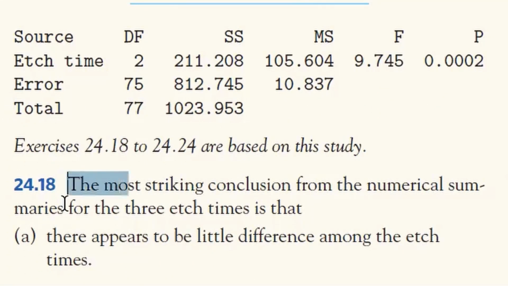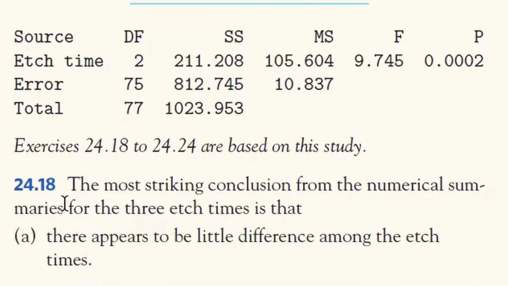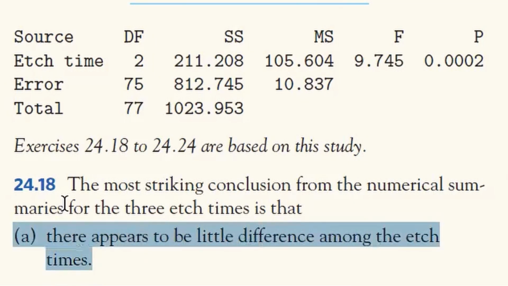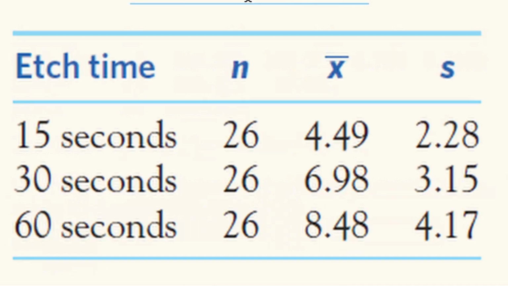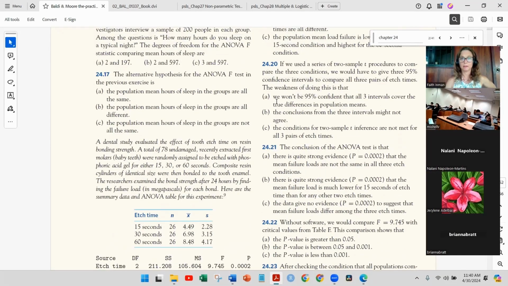And then you can look at this question here. The most striking conclusion from the numerical summaries for the 3 etch times is that A, there appears to be little difference among the etch times. Wait a minute. The means are 4.49, 6.98, and 8.48. Oh, it seems like there's some differences. I wouldn't say that A sounds right.